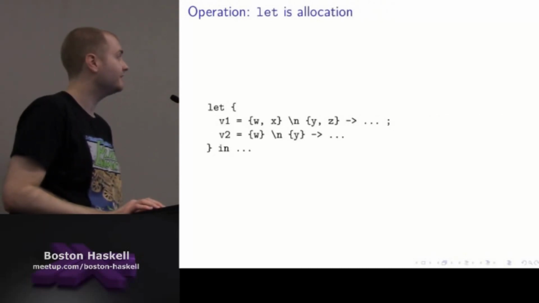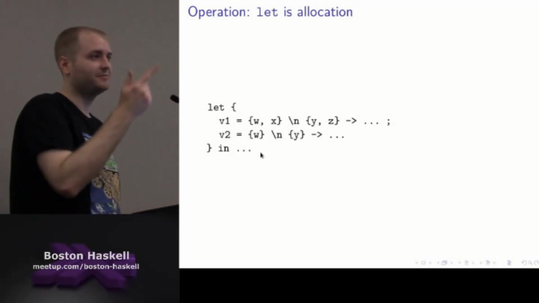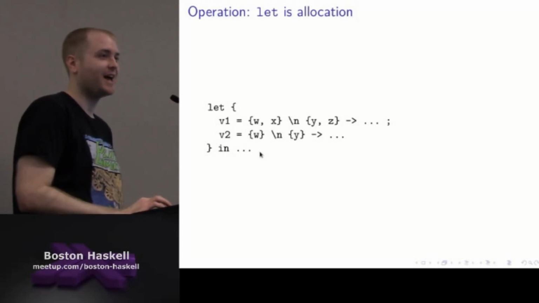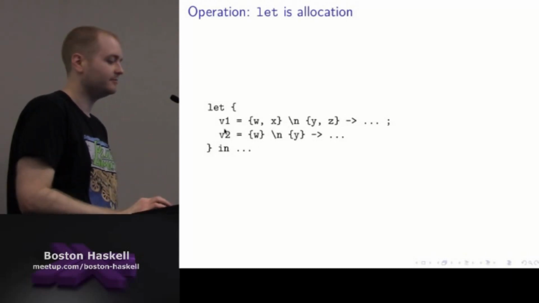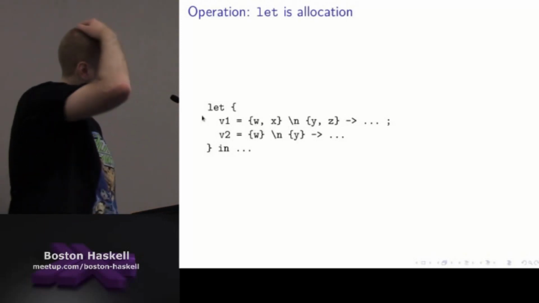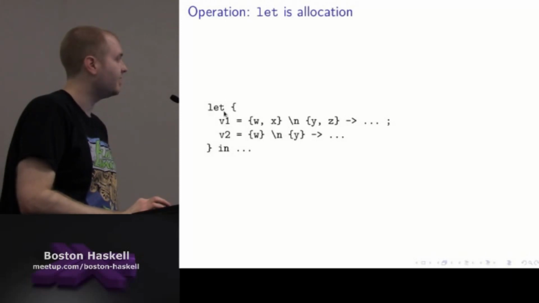So, let allocates things, unless the thing that Paul mentioned happens. But generally, let allocates things. Basically, closures. I mentioned these lambda forms earlier. So this let block here allocates a closure named v1 that captures the free variables w and x and takes arguments y and z and does some stuff.